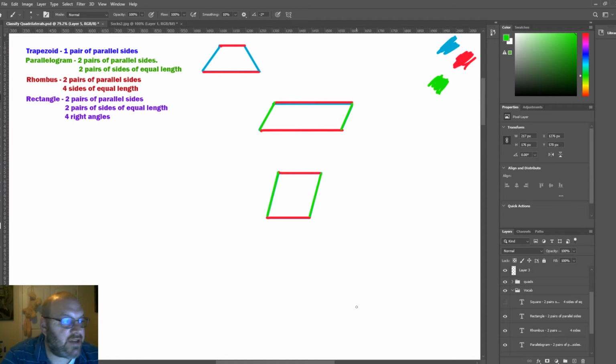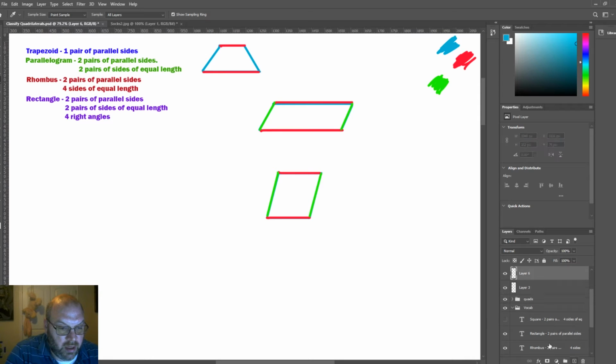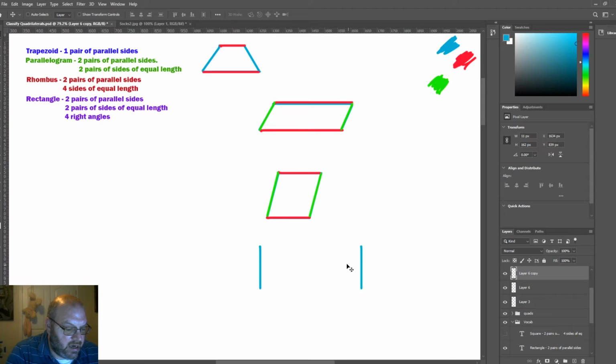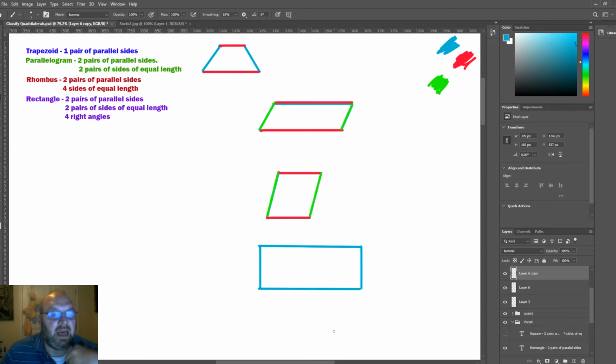A rectangle has 2 pairs of parallel sides, 2 pairs of sides of equal length, and 4 right angles. That's where with the rectangle and squares, we need right angles. Okay? So let's get to drawing a rectangle. Okay. This will be a rectangle. And I want to take that there. And I want to do this, and I want to do this, and we got ourselves a rectangle.